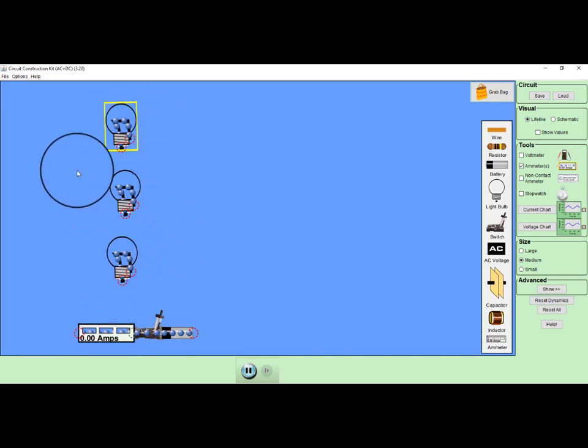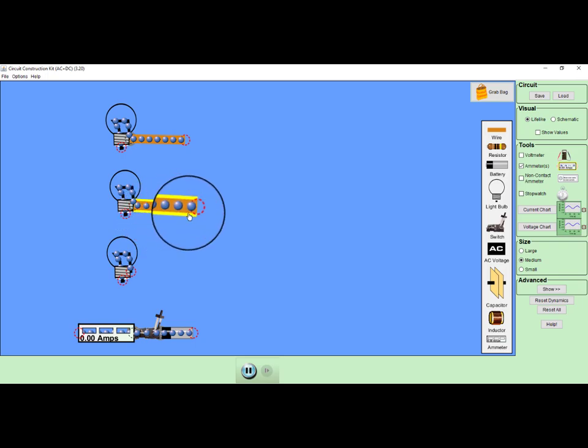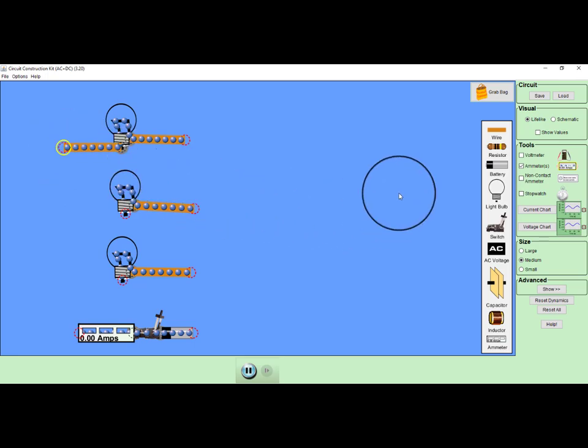Now we need to make the connection of these 3 bulbs in parallel. For that we will require the wires. So here there are wires. Now what are these blue dots? The blue dots represent the free electrons that are available in the wire as well as in the battery as well as in the light bulb.